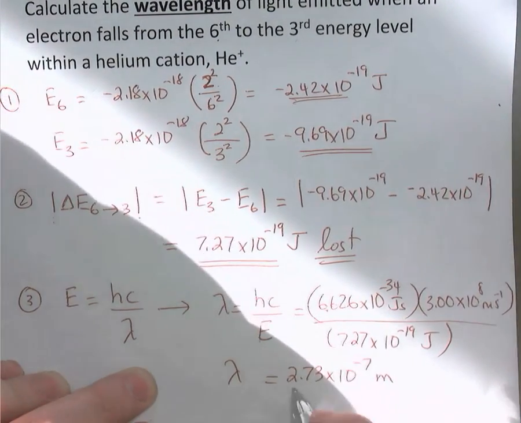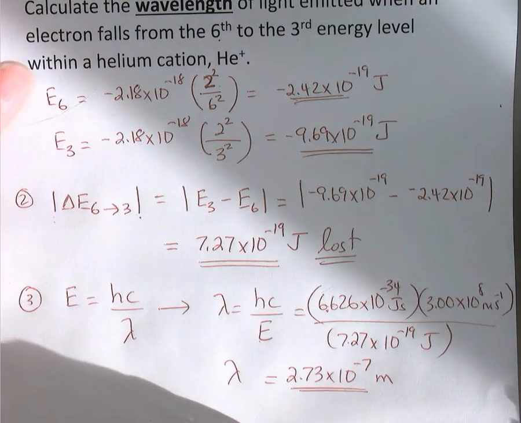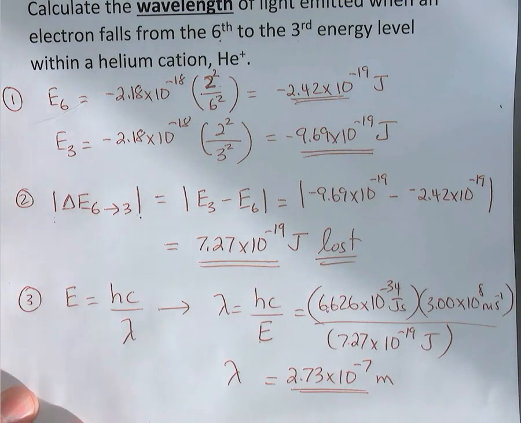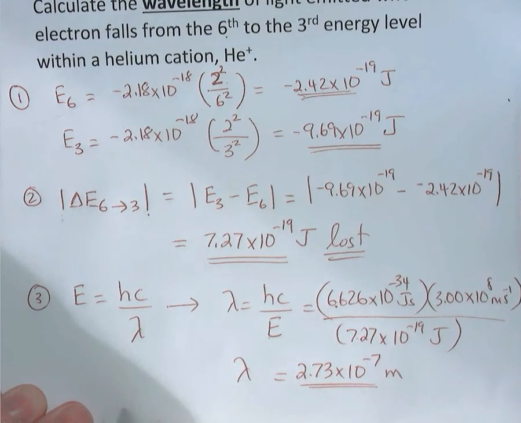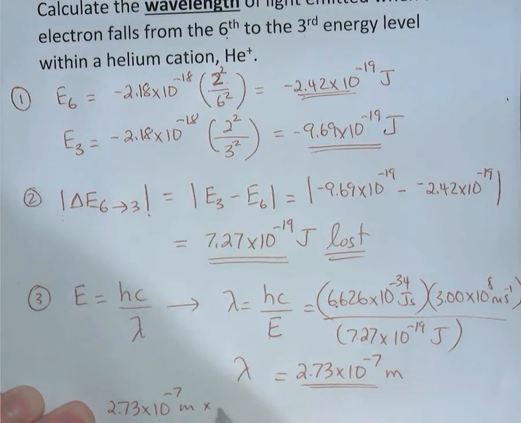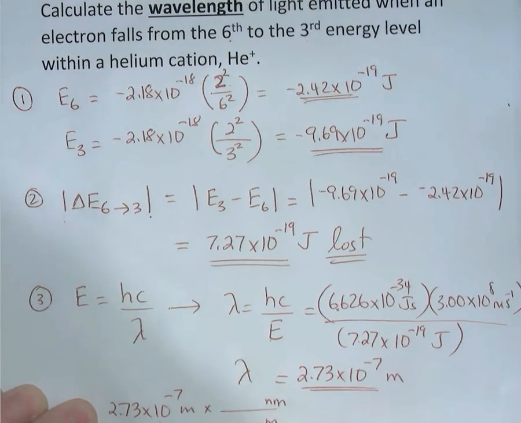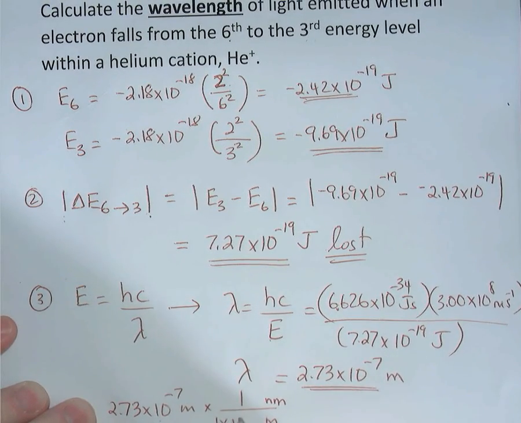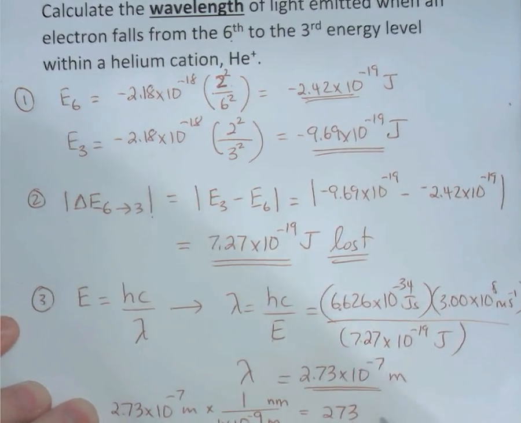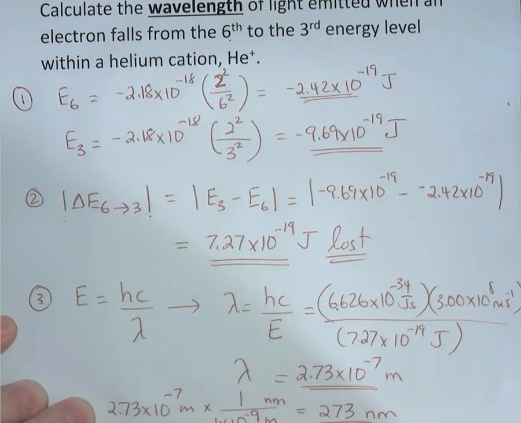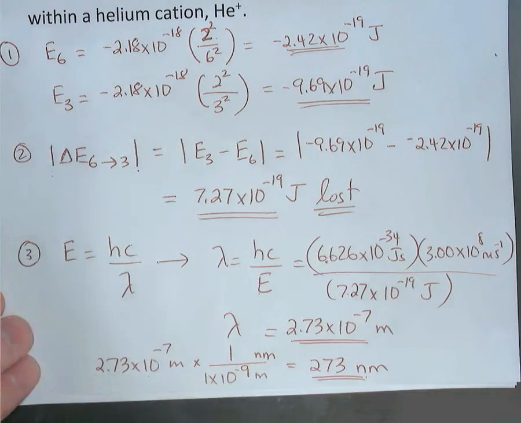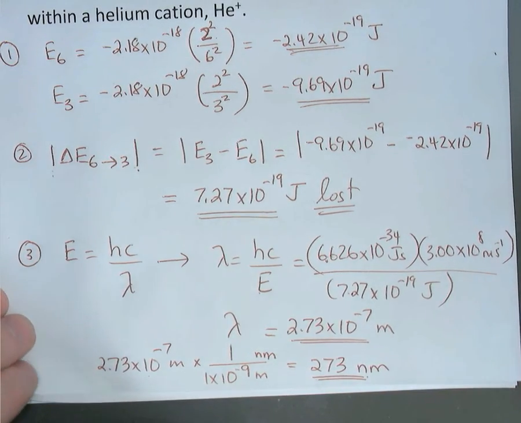7 meters. Now, it didn't ask us to do this, but if we were to convert that to nanometers, what would that be? Well, let's just do a quick unit multiplier. 2.73 times 10 to the minus 7 meter. Get rid of the meter, switch to nanometer. 1 nanometer is 1 times 10 to the minus 9 meters. And that's going to be 273 nanometers. So that's the wavelength of light that would be emitted during this electron transition.